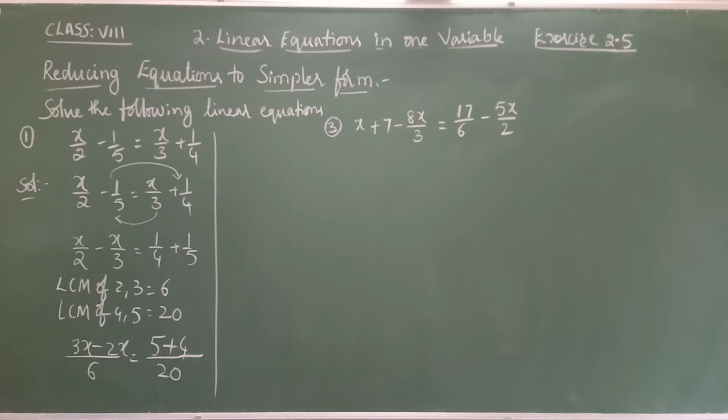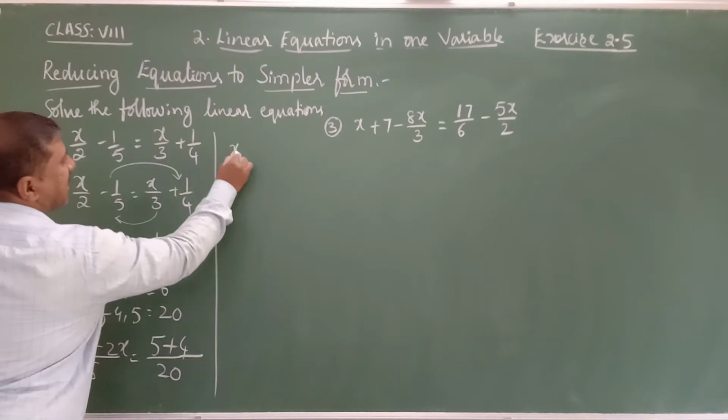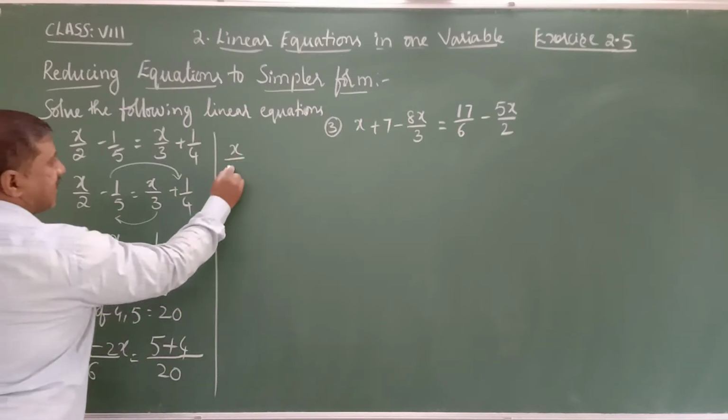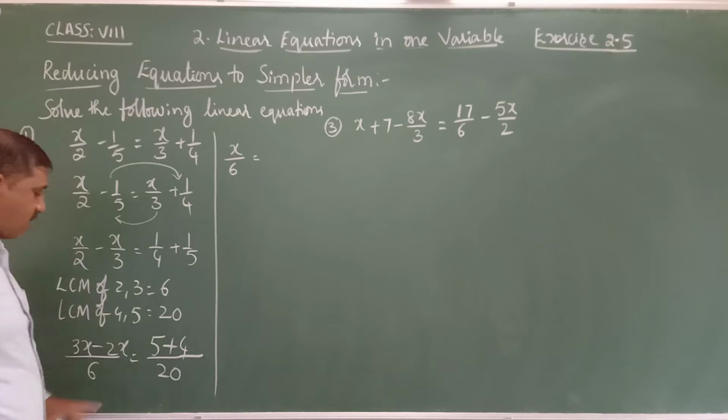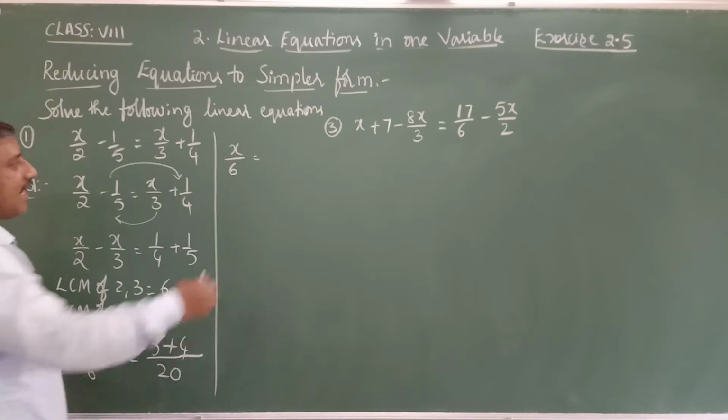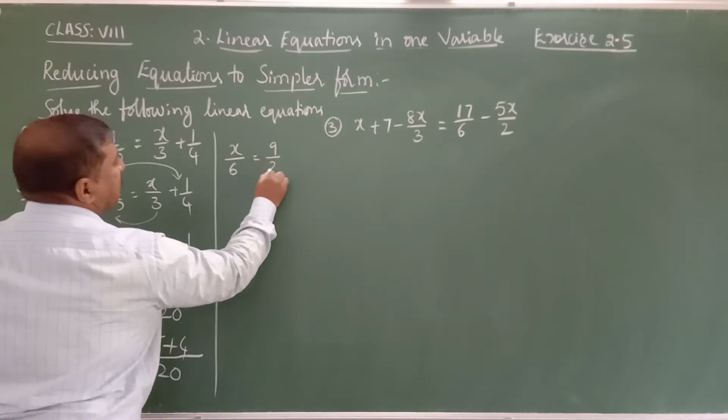Now simplify. We have 3x minus 2x. 3 minus 2 is 1. 1x, or simply x, divided by 6, is equal to 5 plus 4, 9 divided by 20.